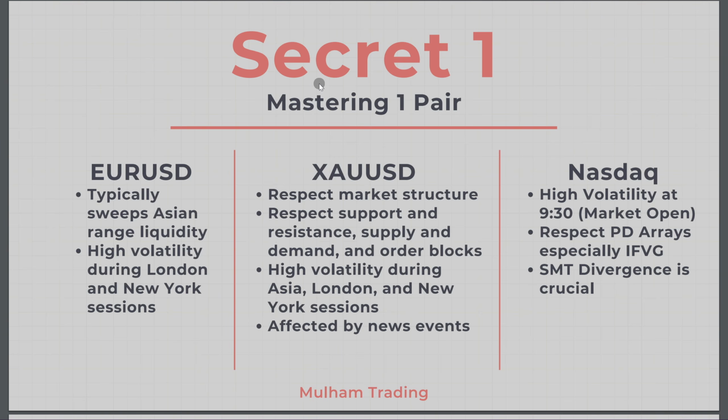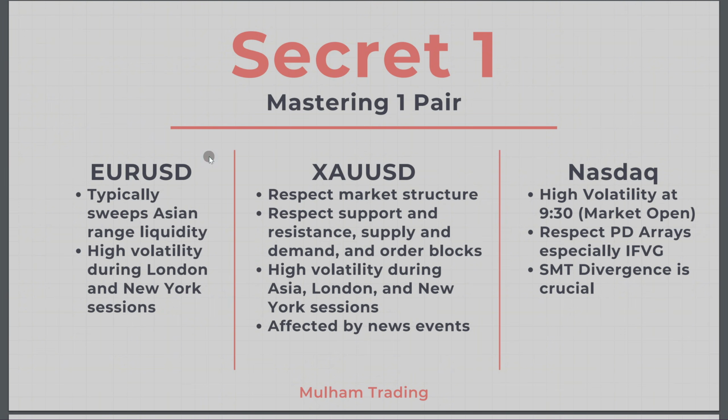So either it respects the support and resistance, or it sweeps them, or it closes below them and then closes above, or it just goes and sweeps them with a wick. So you need to understand your pair. You need to go over your pair and backtest it, because the reality is that each of those pairs that I'm mentioning here has its own behavior.